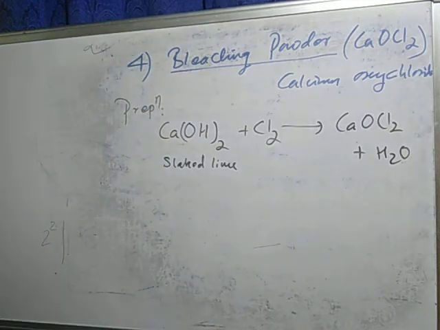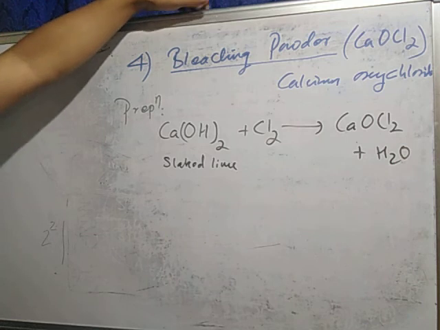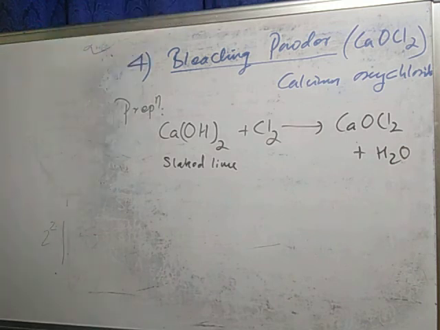Clear? So now write down properties. You can write: bleaching powder is a white powder, and it gives a strong smell of chlorine.